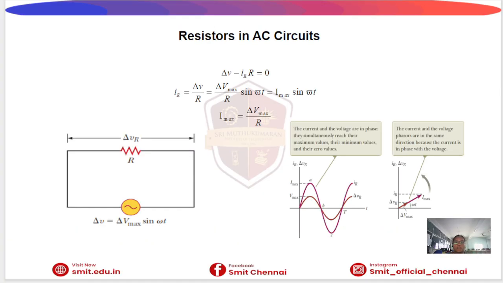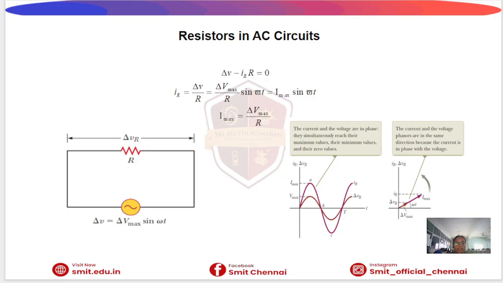Next, resistors in AC circuits. When a resistor is connected in an AC circuit, the voltage and current remain in the same phase. This means the voltage and current reach the maximum and minimum values at the same time. Resistance only opposes the flow of current, but does not cause any phase difference. So, the voltage and current are in the same phase.